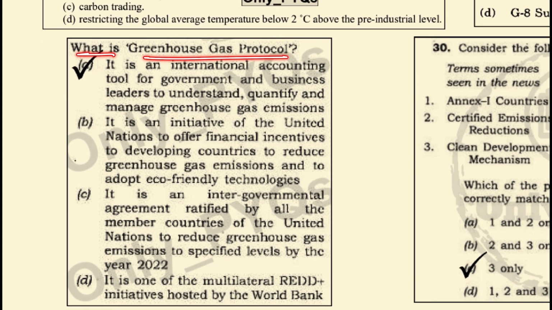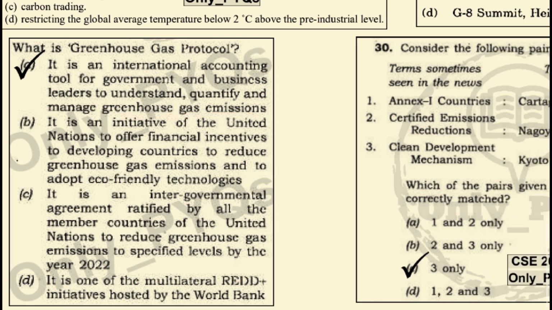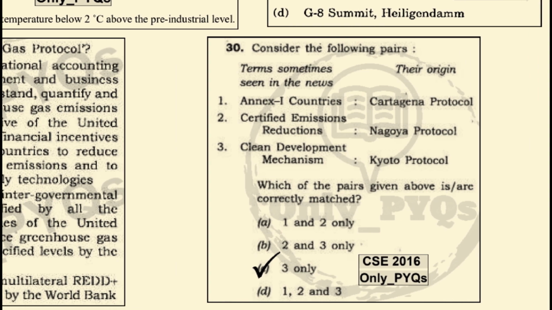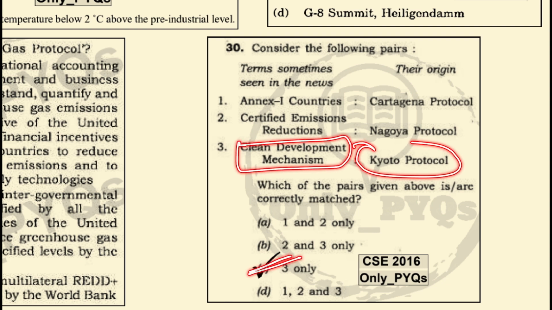What is Greenhouse Gas Protocol? It is an international accounting tool for the government and business leaders to understand, quantify, and manage greenhouse gas emission. Consider the following pairs. Terms sometimes seen in news and their origin. Annex 1 countries. This is not Cartagena Protocol, it's UNFCCC. Certified emission reduction. This is not Nagoya Protocol, rather it's the KYOTO Protocol. Clean development mechanism is related to KYOTO Protocol. So only 3 is correct.